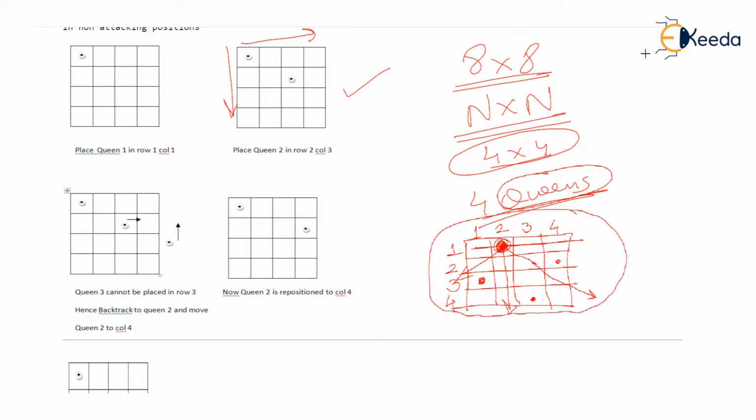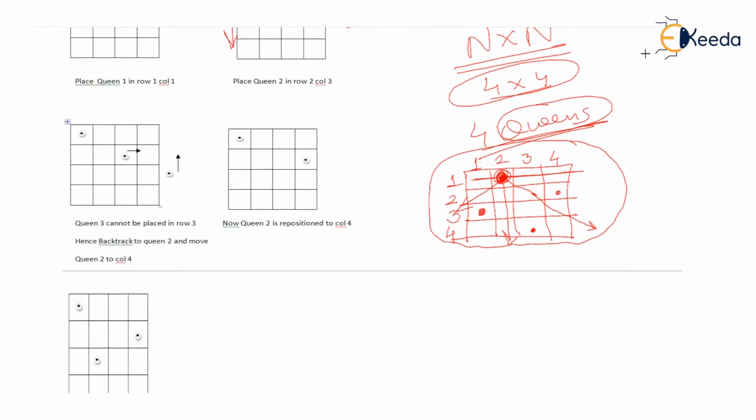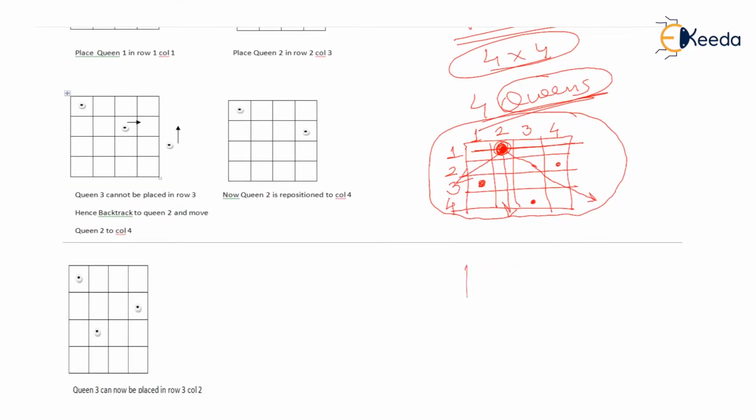The point is that this is not the only solution. Now the other solution to the 4 queen problem can be something like this. Again we have 4 rows and 4 columns. And the first queen will be placed in the first row but the third column. In the earlier solution, the first queen was placed in the second column. Here the first queen is placed in the third column. Then the second queen can be placed in the first column.